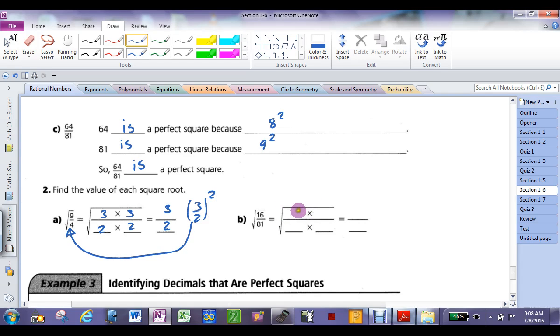So what about this one? What goes in the top? 4 times 4, and in the bottom? 9 times 9. So what's the square root of this guy? 4 over 9. Everyone see how easy it is? It doesn't matter what we do. If they're both squares, it's got a square root. Cool?